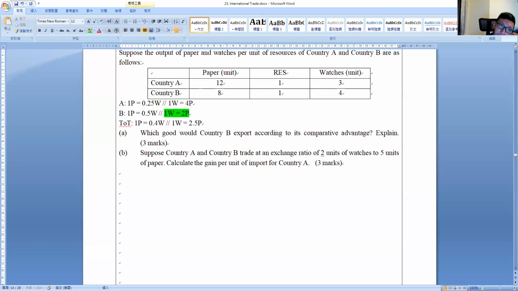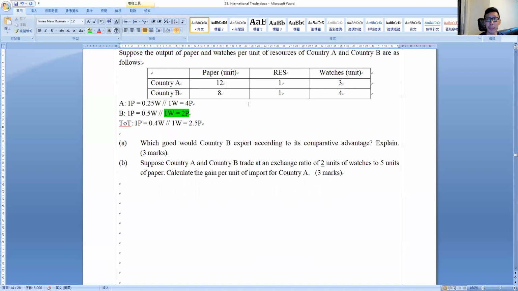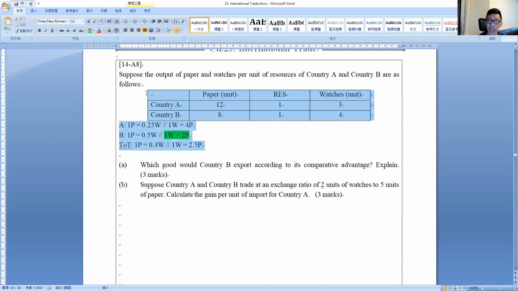Now, we already know the answers, right? We can calculate the gain per import. We already know the answer. Now the problem is we are talking about short questions. If you've written this kind of table, no one will know what is going on. So learn to write them.